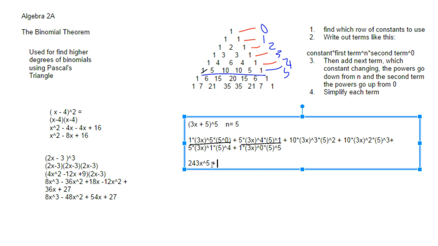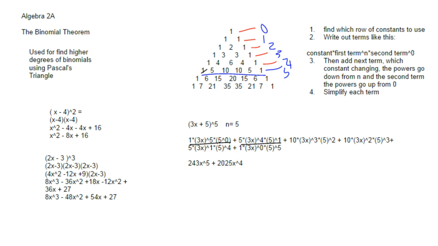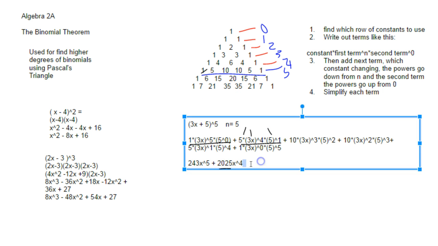So it's going to be plus 2025 x to the 4th. Okay. Now some of you guys are going, oh, wait, where did 2025 come from? Well, once again, this becomes 81 times 5 times 5, and that's where we get the 2025 from. Okay, and we go plus.